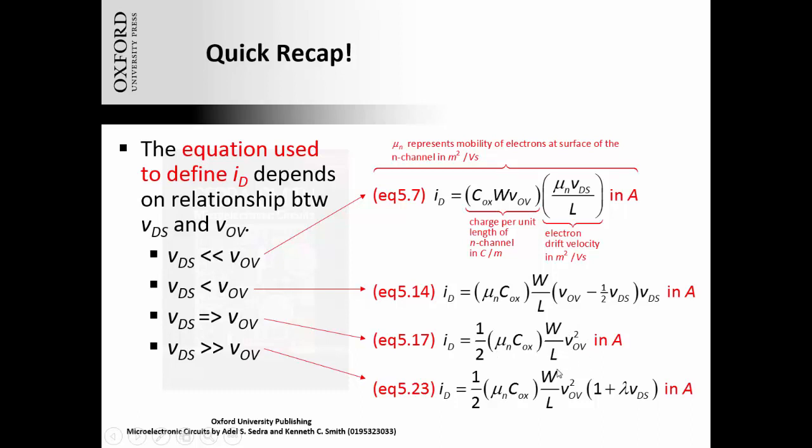And then if we are going to be working in an application where the VDS can become significantly higher than VOV, then we can include the channel length modulation by having this term lambda, or equivalently 1 over the early voltage.